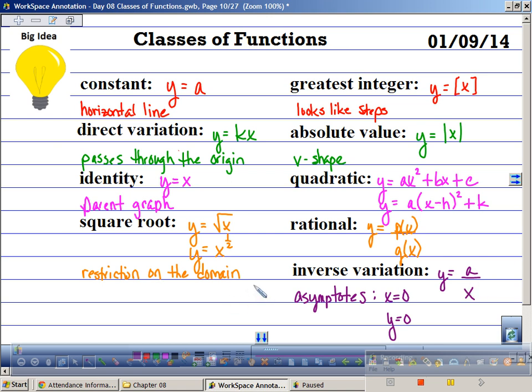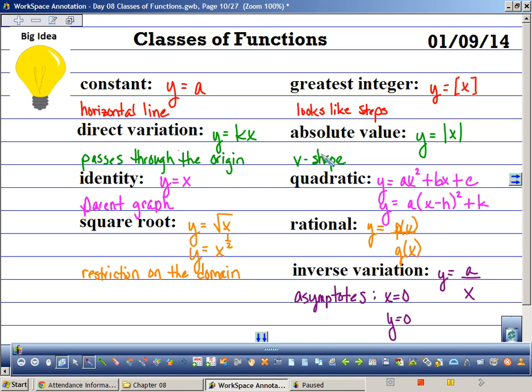So if it's 1 over x, it would be just normal, right? But if it was 2 over x, that would mean it would be wider, but it would still have asymptotes at x equals 0, y equals 0. That inverse variation function always looks like that. It's like the parent graph. Okay, questions on any of these?